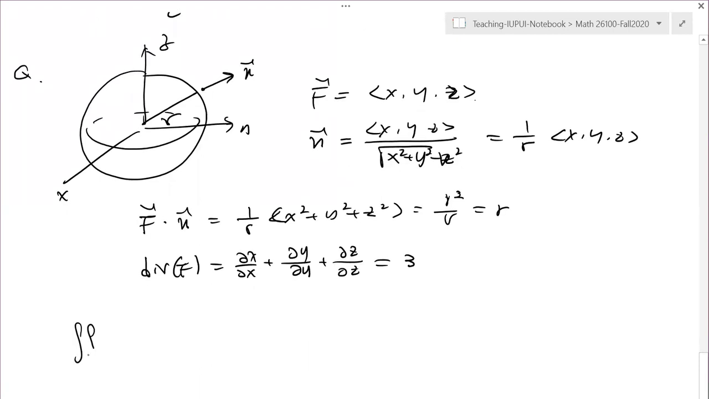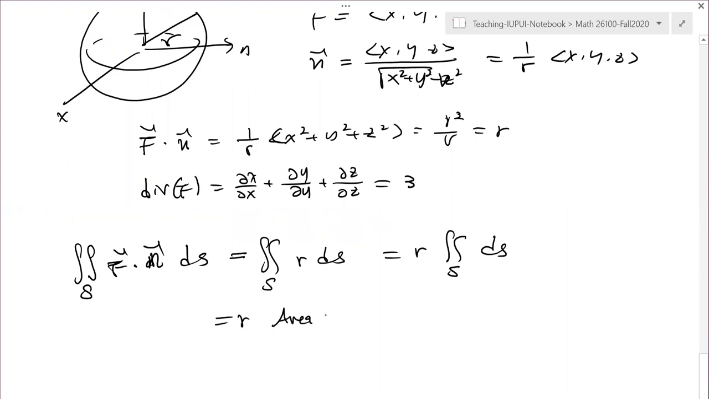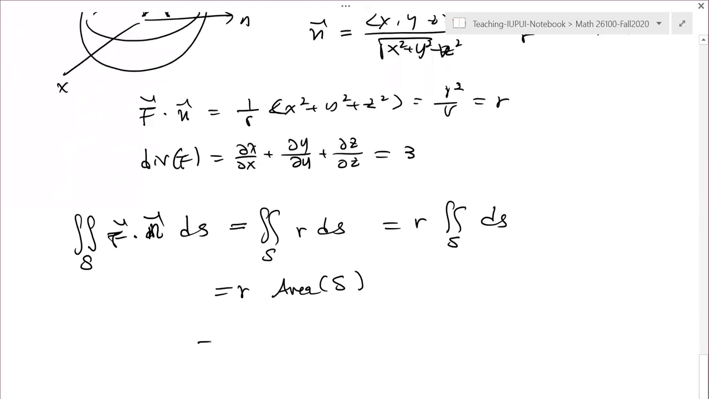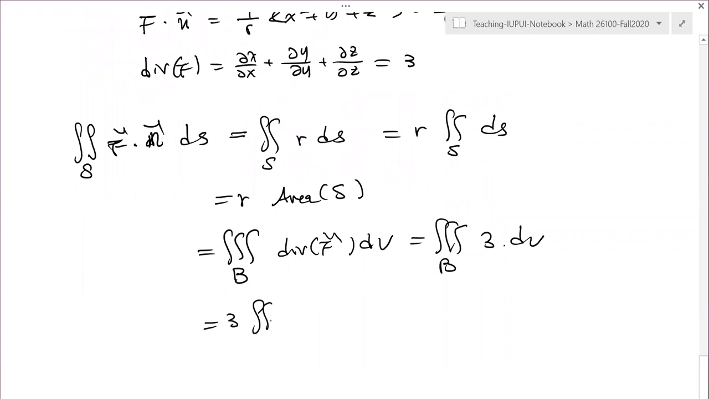Now let's look at this integral. This is the surface integral of r dS, so r is taken out. By definition, this surface integral gives you the area of the surface. On the other hand, this is the triple integral over the ball of the divergence of F dV. The divergence of F is 3, so you take the 3 out, and the triple integral over the ball is the volume of the ball.